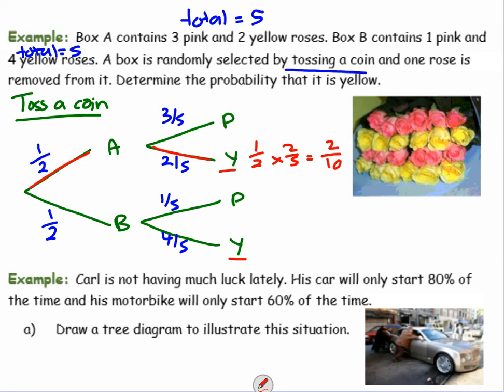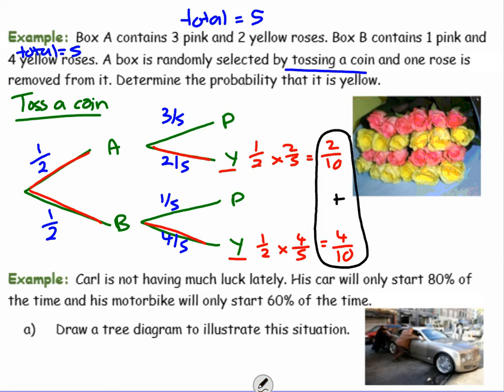And it's not the final answer, so we don't need to simplify yet. Now let's do box B and yellow, which would give you 1/2 multiplied by 4/5, because it's box B and yellow, which would give you 4/10. And the clue is you just add them together. So the thing is with tree diagrams, you multiply going across and you add going down like this.